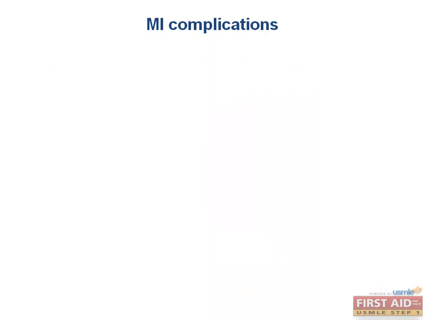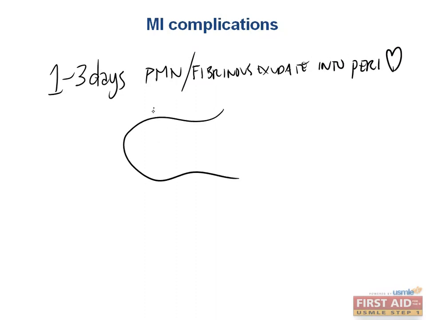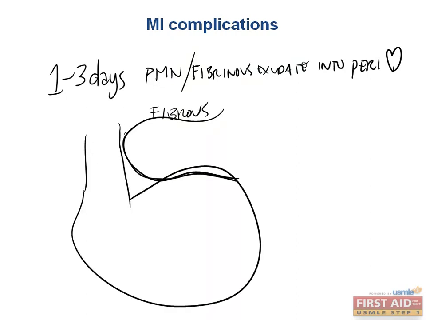Now, what about time frame? 1 to 3 days post-MI, we should be concerned about neutrophils and fibrinous exudate extending into the pericardial space. So remember, the pericardium is just a layer of fibrous tissue on the outside, and then it folds on itself at the level of the great vessels. So here are the great vessels, and here's the heart. So right here at the great vessels, it folds over on itself because it doesn't include the great vessels. It's just around the heart. So there's a fibrous, and then this is the parietal layer, and then this is the visceral layer.